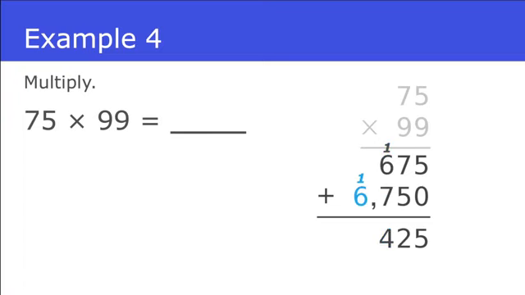And finally, in our thousands place, we have a 6 plus the extra 1 equals 7. So, 75 times 99 equals 7,425. Nice work!